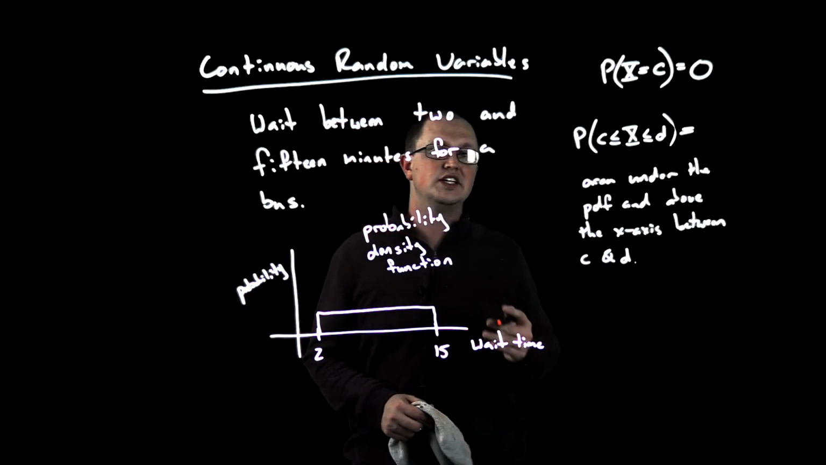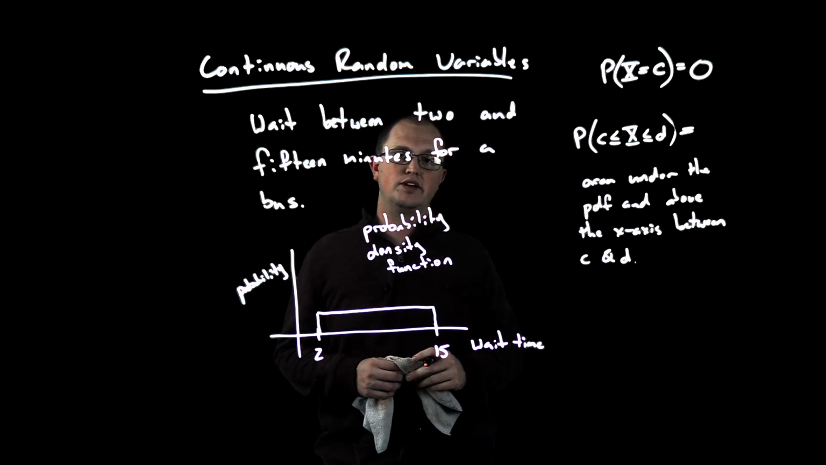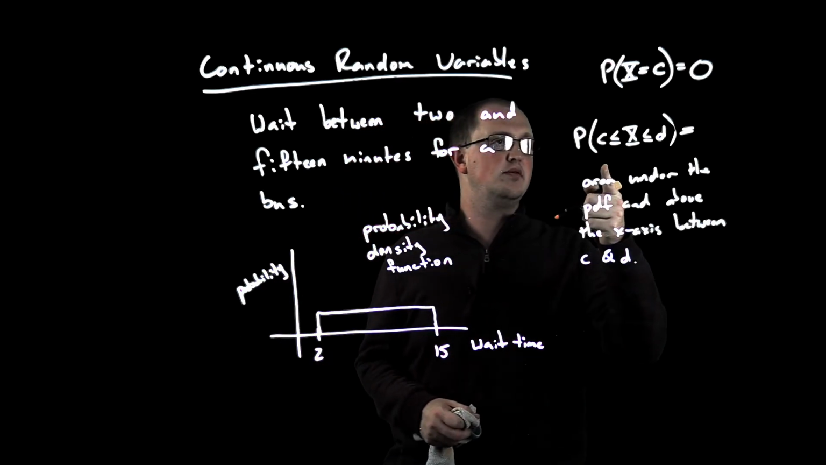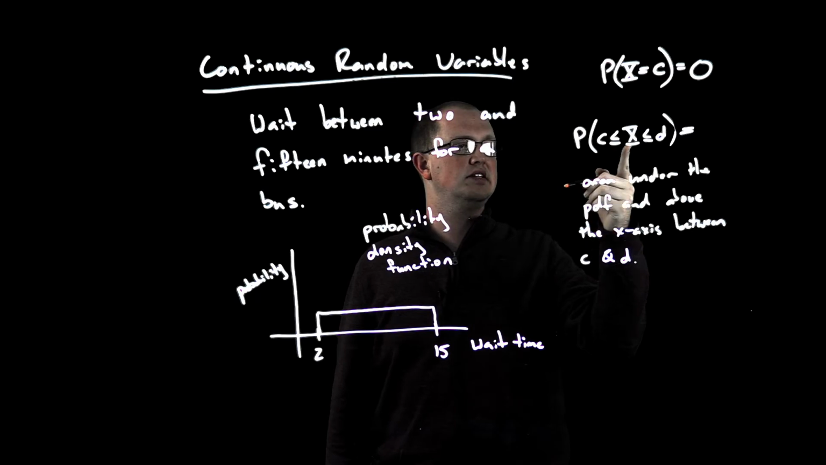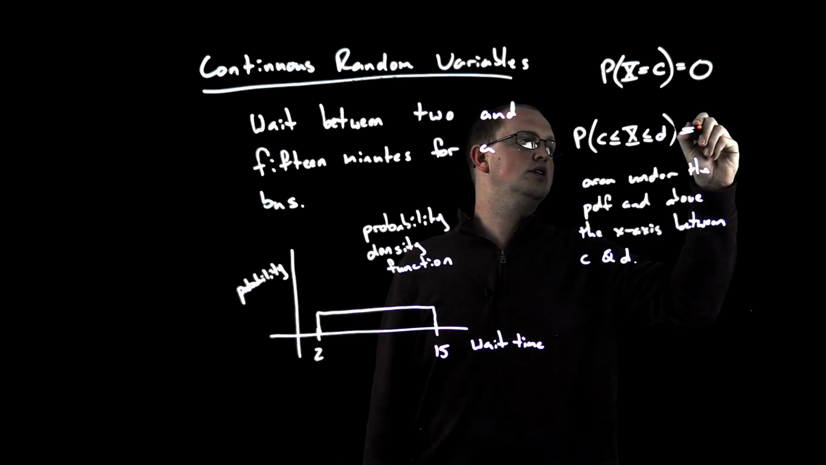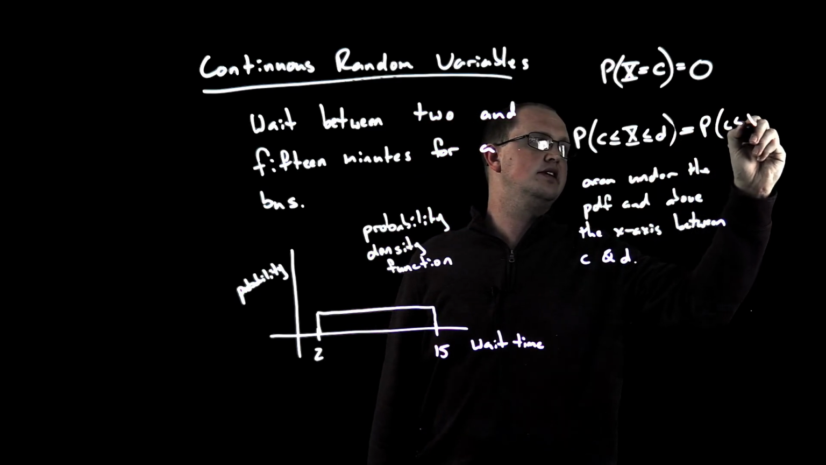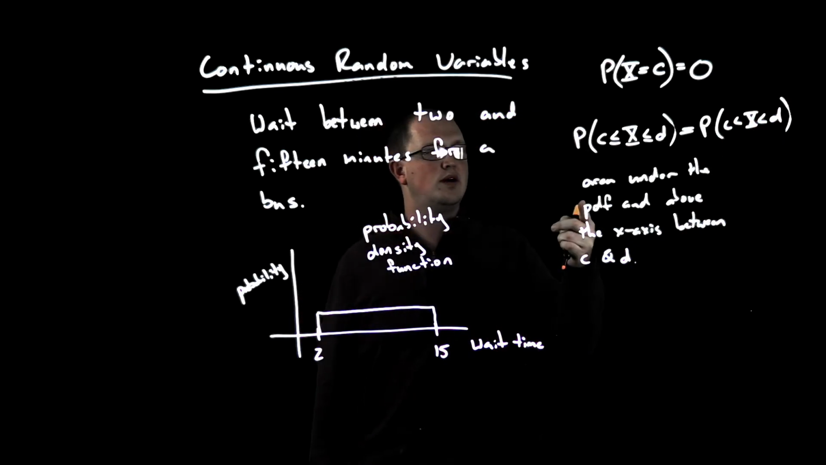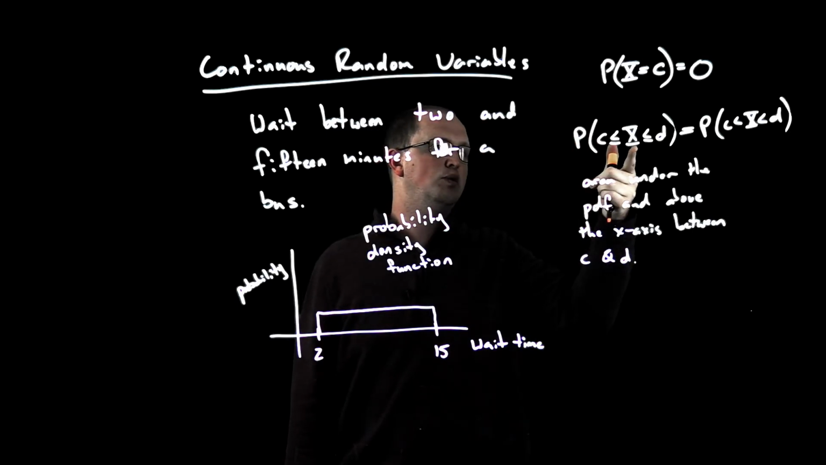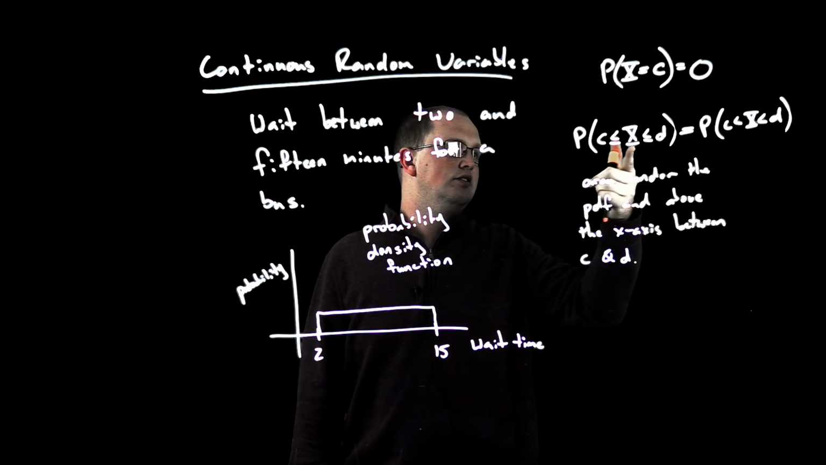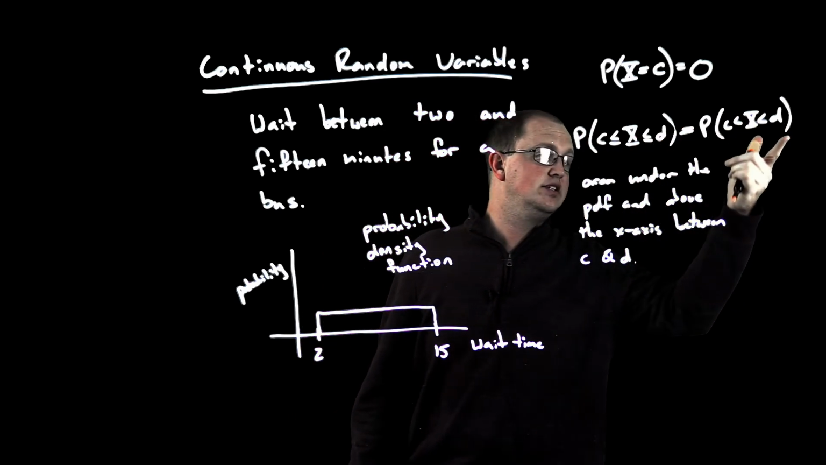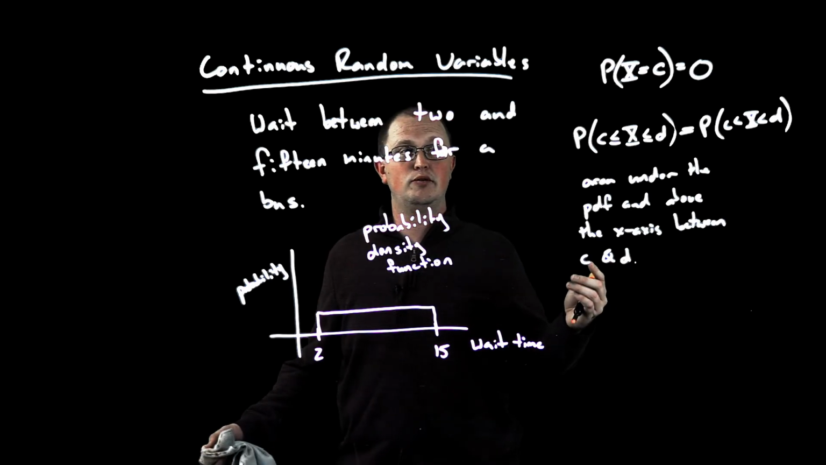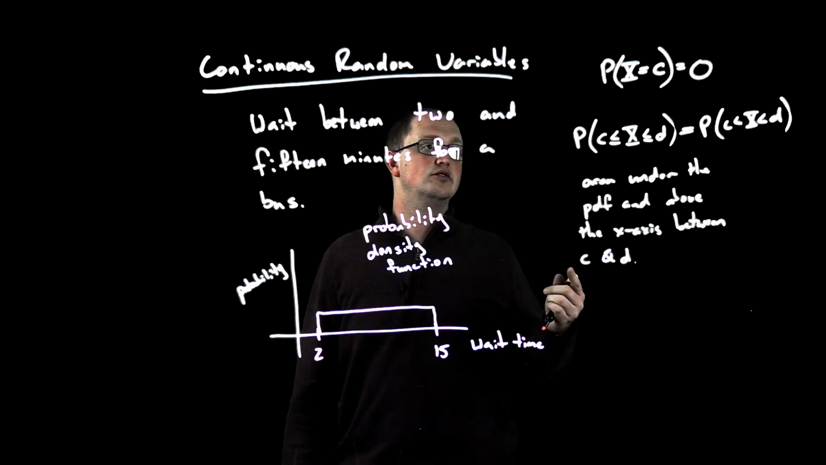What's also interesting about continuous random variables and continuous density functions is that the probability of C less than or equal to x less than or equal to D is equal to the probability of C less than x less than D. Because remember, there is no probability at C. There's no probability at D. So including C and D or not including C and D is just removing the probability of those two endpoints. There's no probability at those two endpoints. So those two things are the same.